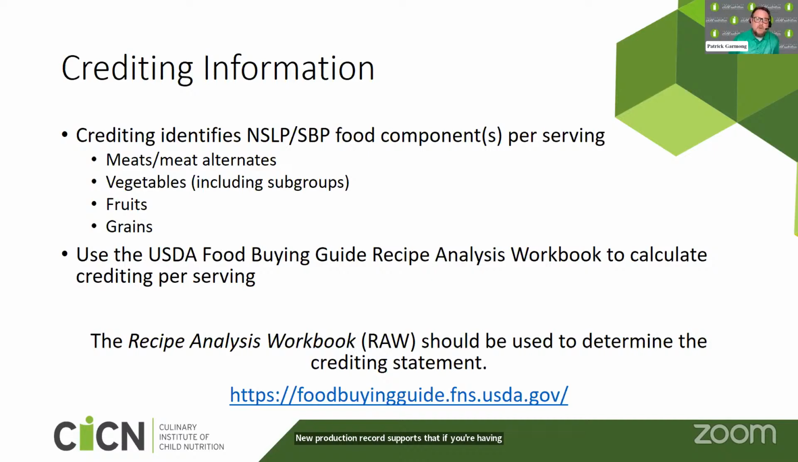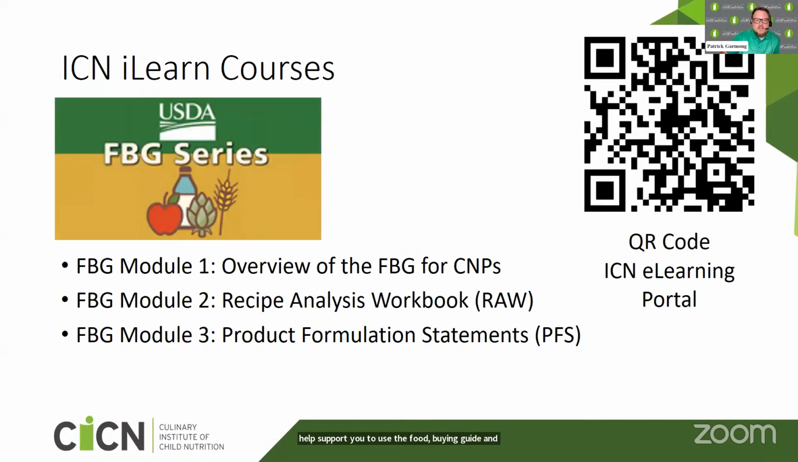If you're having trouble putting together the proper crediting information, we have a series of online trainings that help support you to use the Food Buying Guide and Recipe Analysis Workbook. So you can visit ICN at our iLearn. So there's a QR code here available for you. And currently we have an overview of the Food Buying Guide. We also have how to utilize the Recipe Analysis Workbook. And finally, we have product formulation statements. So these are great online learnings that help you understand how to utilize this resource and take it to the next level.